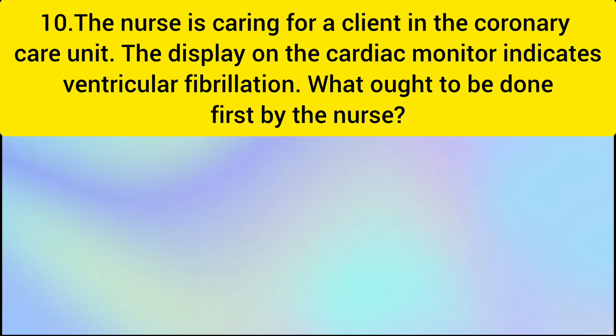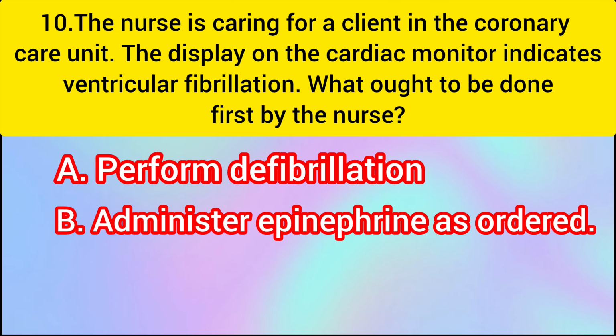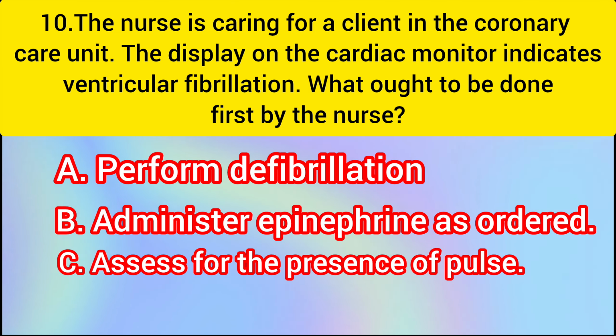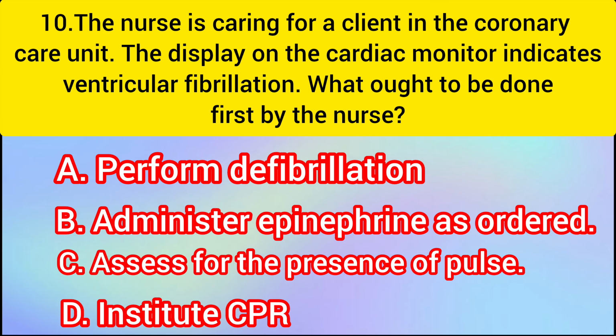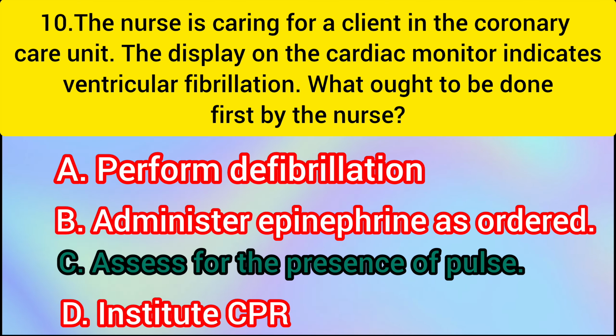10. A nurse is caring for a client in the coronary care unit. The display on the cardiac monitor indicates ventricular fibrillation. What ought to be done first by the nurse? A. Perform defibrillation. B. Administer epinephrine as ordered. C. Assess for the presence of pulse. D. Institute CPR. Answer: C. Assess for presence of pulse.